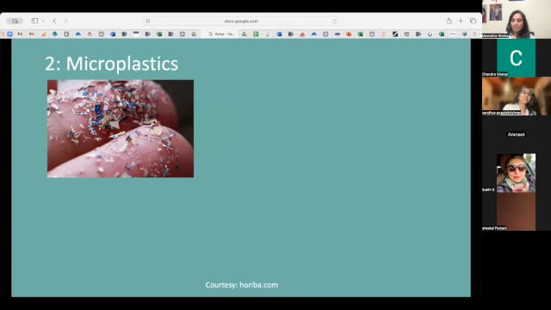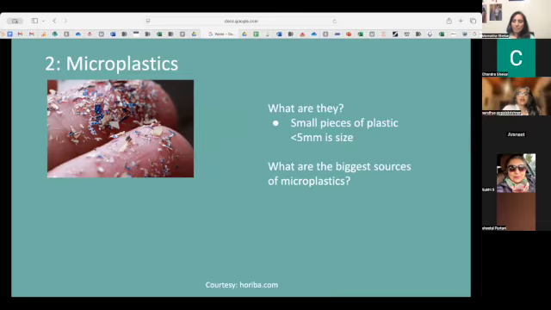Now we get to microplastics. Is this a problem? This is very fascinating. I learned a lot from doing research on microplastics. I had no idea. So, microplastics, what are they? There's a very precise definition. They're basically any small pieces of plastic which are less than 5 millimeters in size. That's the definition.